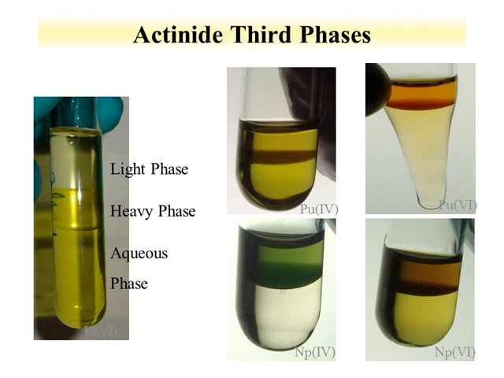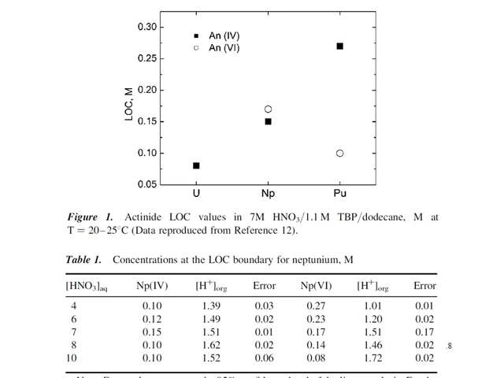Here are some pictures of third phase formation. So you see this is uranium, the aqueous phase, an organic phase where you can certainly see a light phase, and then a heavy uranium-rich phase. We see the same thing for plutonium-4, plutonium-6, neptunium-4, and neptunium-6. Here's the data showing some limiting organic concentration of actinide ions in 7 molar nitric acid, 1.1 molar tributyl phosphate in dodecane at 20 to 25 degrees.